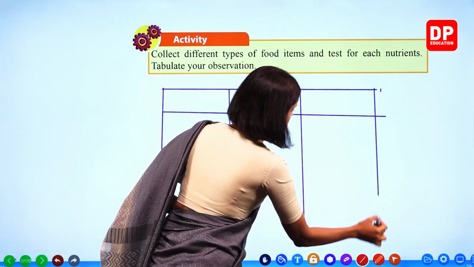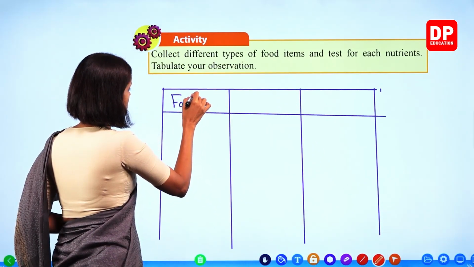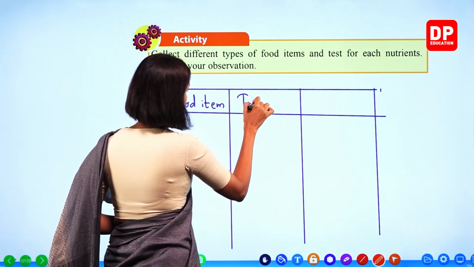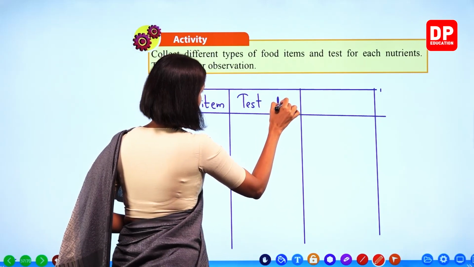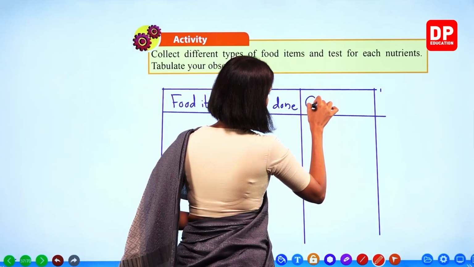Right. So, food item and then test done. You can do different food tests that we have learned so far and then observation.